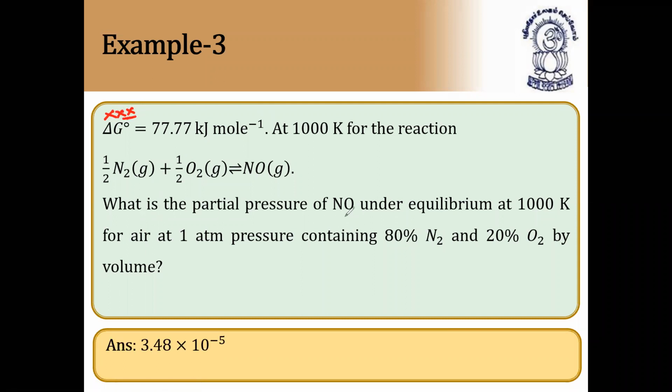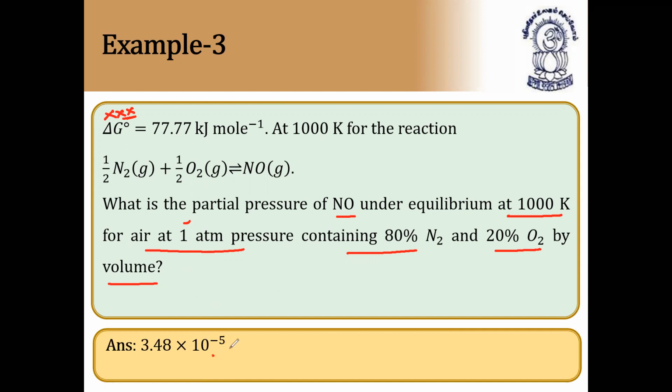What is the partial pressure of NO under equilibrium at 1000 kelvins for air at 1 atmospheric pressure containing 80% nitrogen and 20% oxygen by volume? They have given the number of moles of nitrogen as well as oxygen. Since they are given, we can find out total pressure as well as partial pressure. Total pressure is also given as 1 atmosphere. So we can easily find the partial pressure of nitrogen oxide.